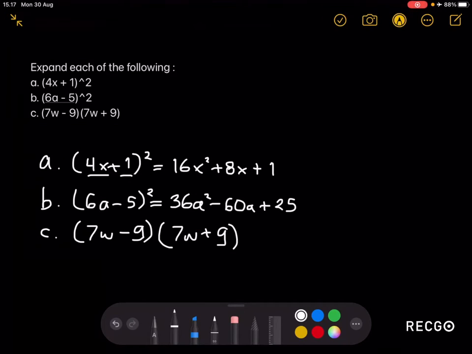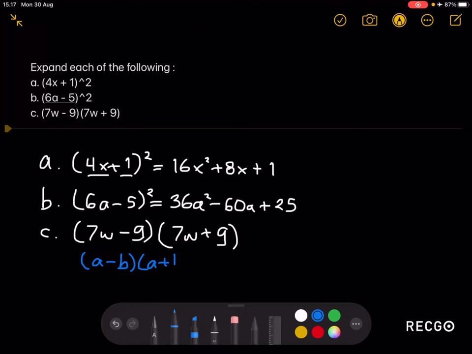Now the final expression I'm going to expand is (7w - 9) times (7w + 9). Notice that you can use the formula (a - b) times (a + b). So this will be a squared minus b squared. However, this is how I would remember it. And trust me, it is way easier than the first two.